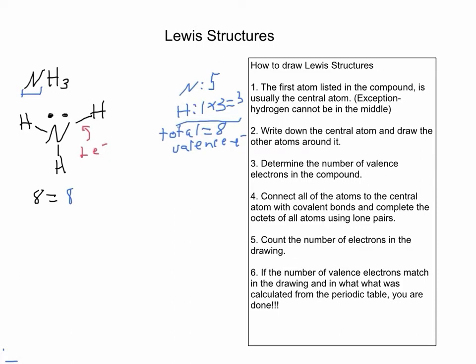So we put our first atom, our central atom, in the middle. We drew our other atoms around it, calculated the total number of valence electrons that we should have using the periodic table, counted how many valence electrons there were in our image after we connected everything with single bonds and completed the octets with lone pairs. And once we see that the numbers of electrons in our drawing and from the periodic table match, we're good and we're done with our Lewis structure.